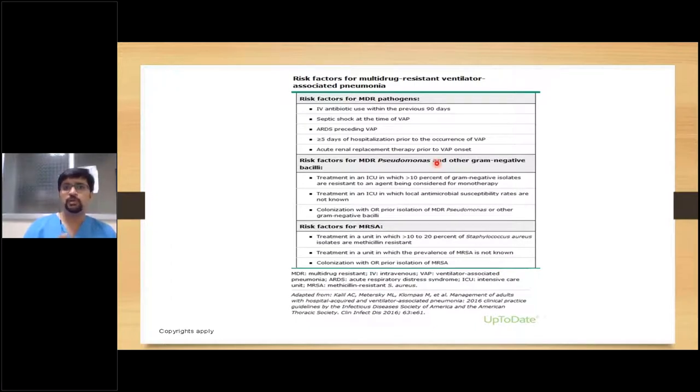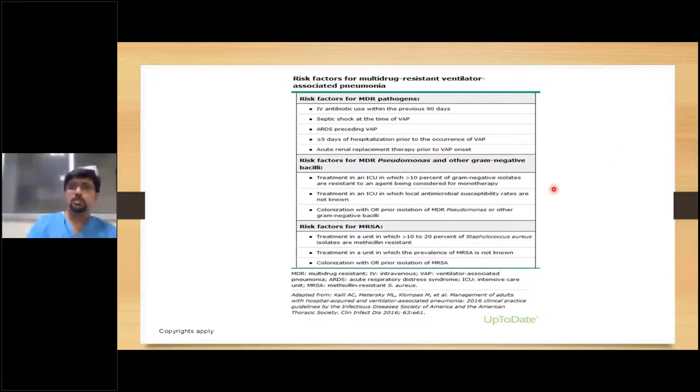And acute renal replacement therapy prior to VAP onset. Usually the patient is in sepsis, septic shock, requiring renal replacement therapy, then he got intubated, then ventilator acquired pneumonia, he'll be having an MDR pathogen. So in this MDR pathogen, if it is pseudomonas or other gram-negative bacilli, depends upon our local antibiogram. Here, as for MRSA, you see 20%.